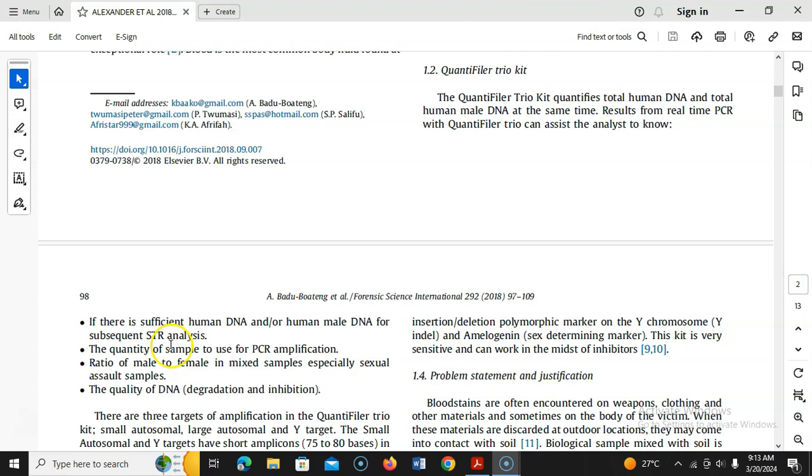One, if there is sufficient human DNA and/or human male DNA for subsequent STR analysis. You can also know the quantity of sample to use for PCR amplification. Then you can also know the ratio of male to female in mixed samples, especially sexual assault samples. Then you can also know the quality of DNA in terms of degradation and the presence of PCR inhibitors.